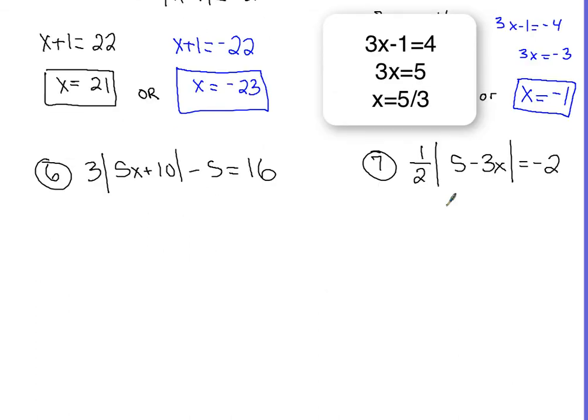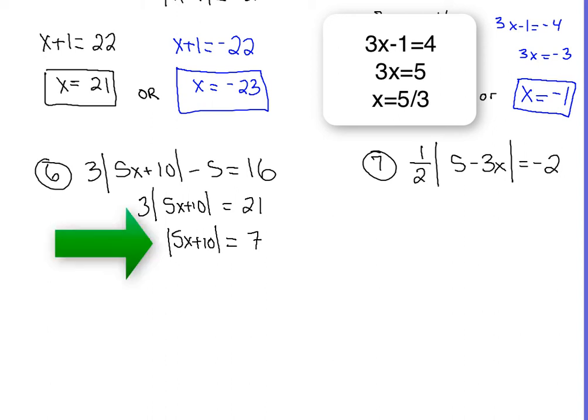Problem number 6, the first thing we're going to want to do as we start to isolate the absolute value is move the negative 5 over to the other side. So we'll use our addition property of equality to accomplish that. Next, we're going to divide both sides by 3 so that we can isolate the absolute value piece. Finally, we've got our absolute value of 5x plus 10 on the left, and a positive number on the right-hand side.